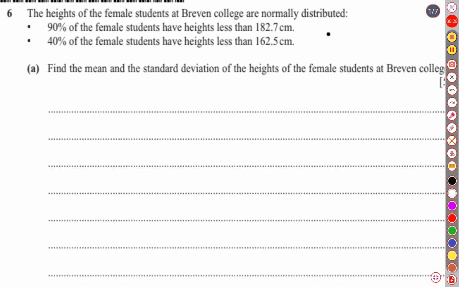The heights of the female students at Breven College are normally distributed. 90% of the female students have heights less than 182.7 centimeters. 40% of the female students have heights less than 162.5 centimeters. Find the mean and the standard deviation of the heights of the female students at Breven College.